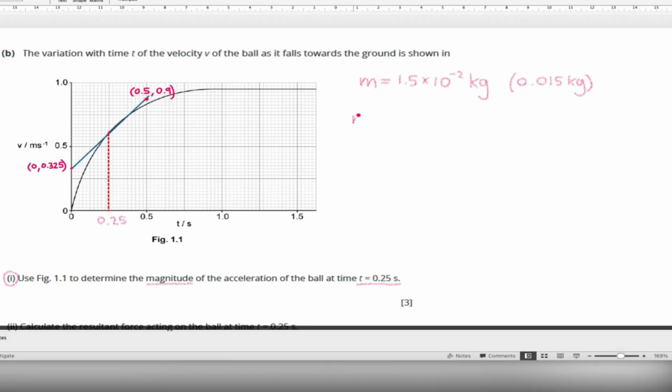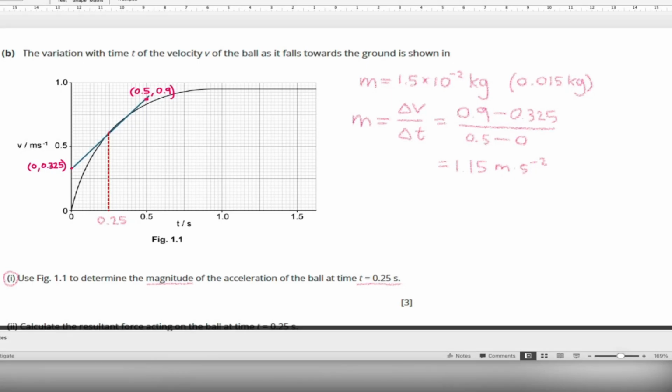And we have another point over here of 0 and 0.325. The gradient is equal to the change in velocity over the change in time. So this will be 0.9 minus 0.325 divided by the change in time. This one is fairly easy. It's 0.5 minus 0. And if you punch this into your calculator, you will get a value of 1.15 meters per second squared.